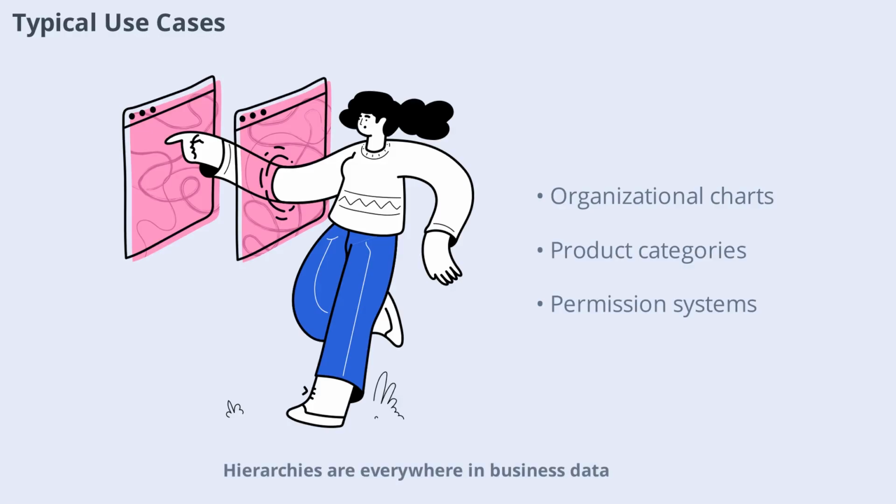Hierarchies are everywhere in business data. Common use cases include organizational charts, product categories, document classification, and permission systems. SAP HANA's hierarchy functions make it easy to model, query, and analyze these structures, supporting both standard and custom scenarios.